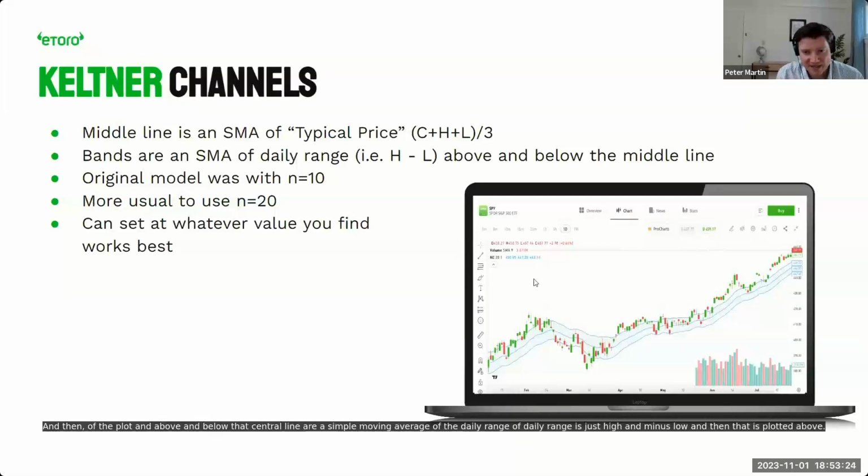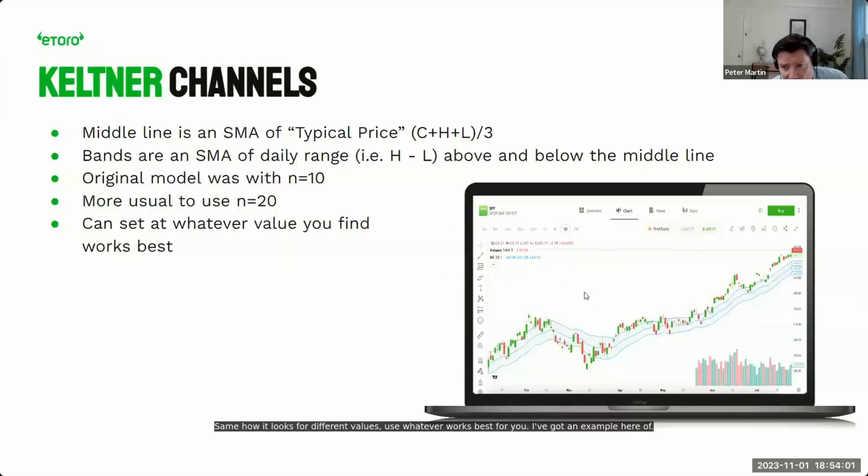And then bands are plotted above and below that central line, using a simple moving average of the daily range. Obviously, daily range is just high minus low. The original model was to use n equals 10, but it's more usual these days to use n equals 20. And as a good general rule, always experiment, see how it looks with different values, and use whatever works best for you.